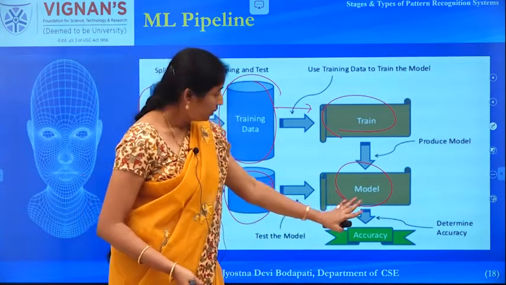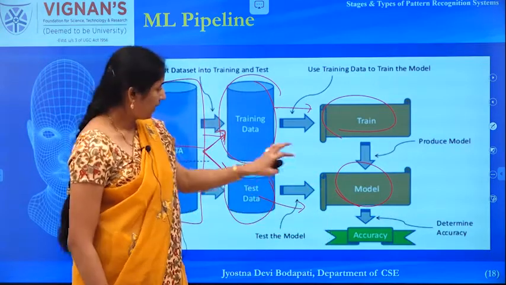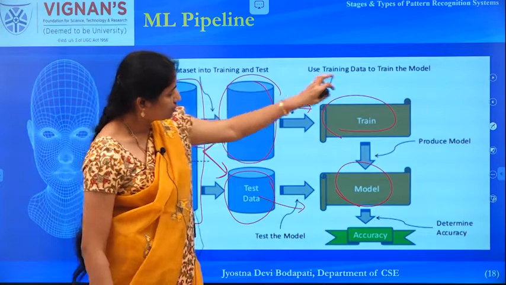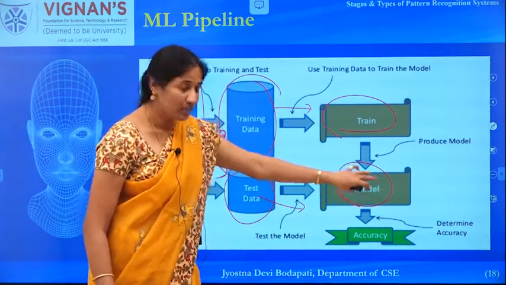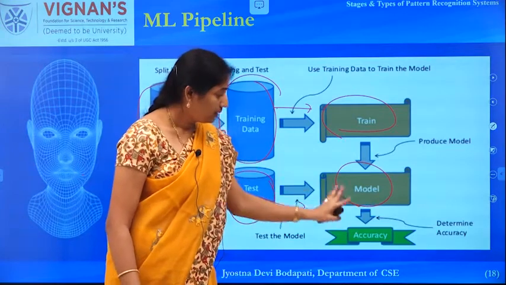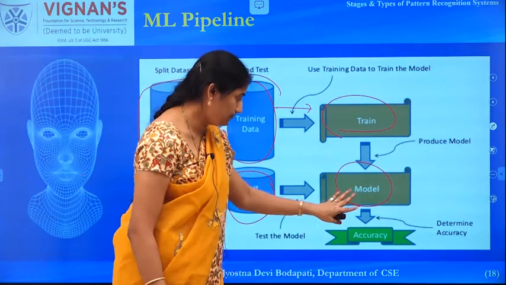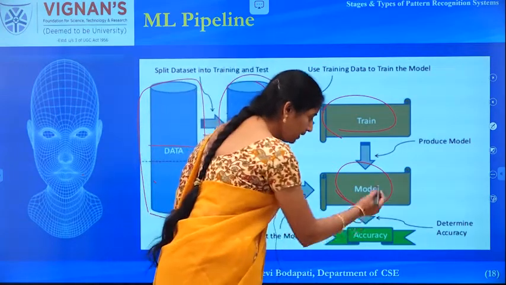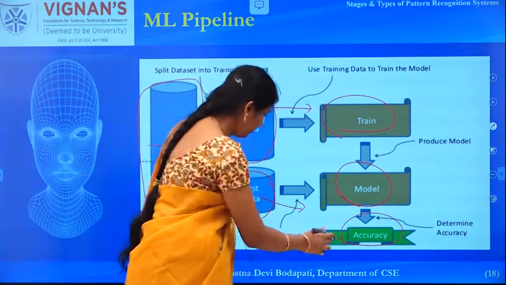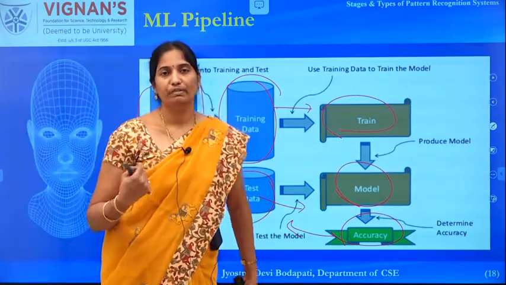Now you try to evaluate the model performance on the test data. Try to understand that the training data is used to create the model. Once the model is ready, you apply the test data to get the performance evaluation of your model. Once that is done, this model will produce the accuracy on the test data. Thereby you can understand how your model is performing.